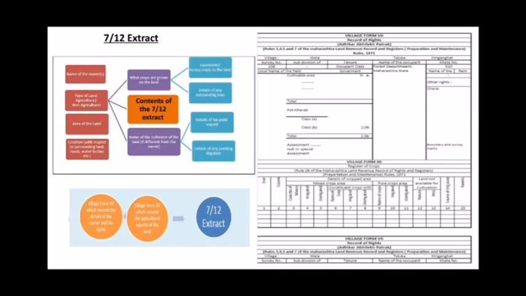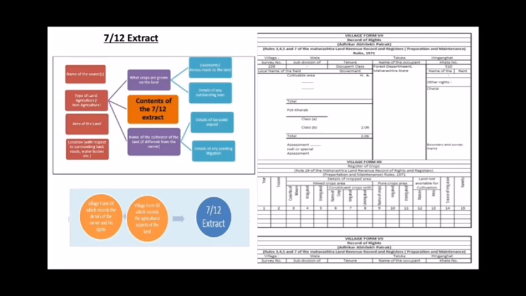The 712 extract is a kind of mirror. Like when you look at a mirror, you can see yourself. In the same way, when you look at this extract, the 712, you can understand, without going to that place, what this land is and for what purpose it is used. 712 is mostly for village areas, especially for agricultural lands.